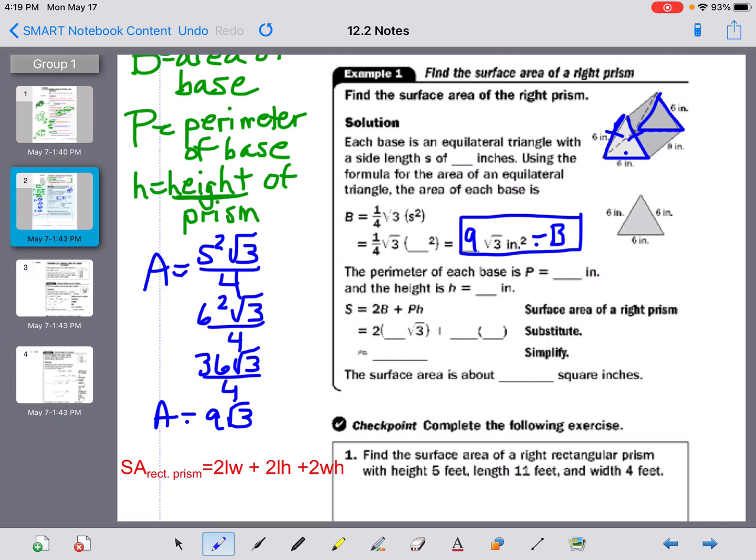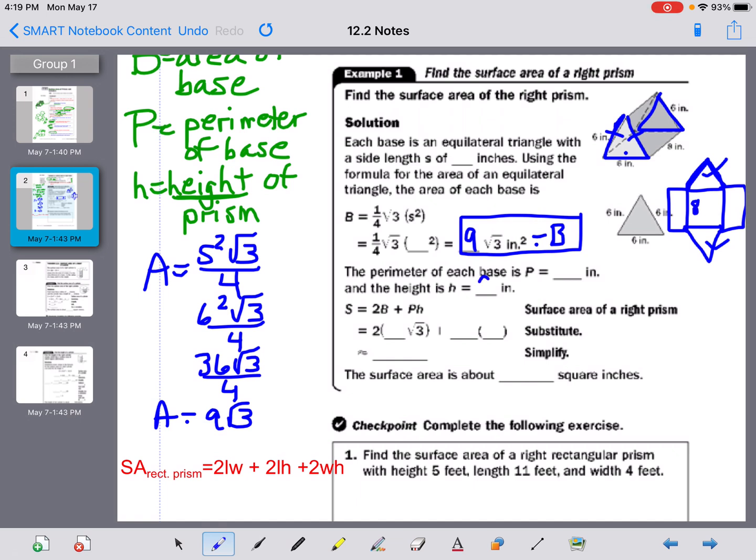I'm going to show you kind of the net for this one. I'm going to draw this one a little bit differently, okay? So that's supposed to be a triangle there. 3 rectangles and a triangle again, okay? So that's what we have here. So we just found these 2 bases are both 9 square root of 3, and now we have 3 rectangles that we're going to find. Well, all of the rectangles have this height of 8.